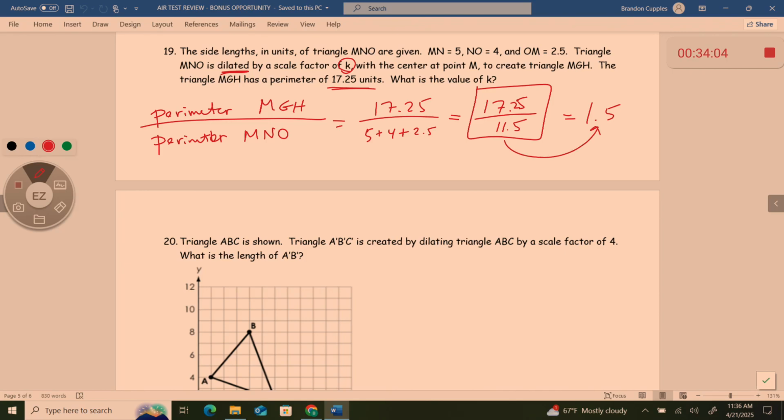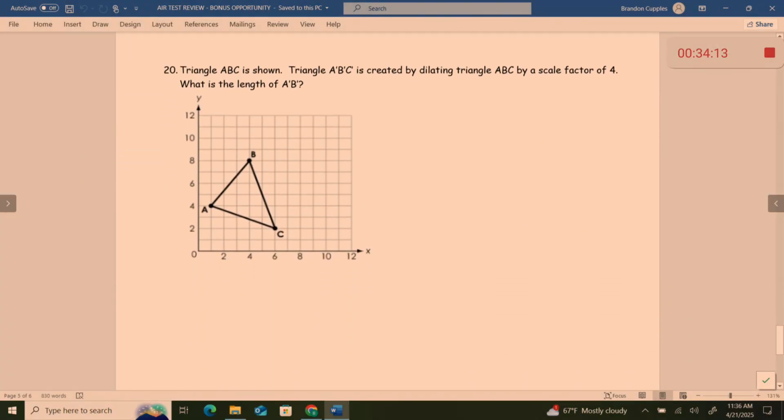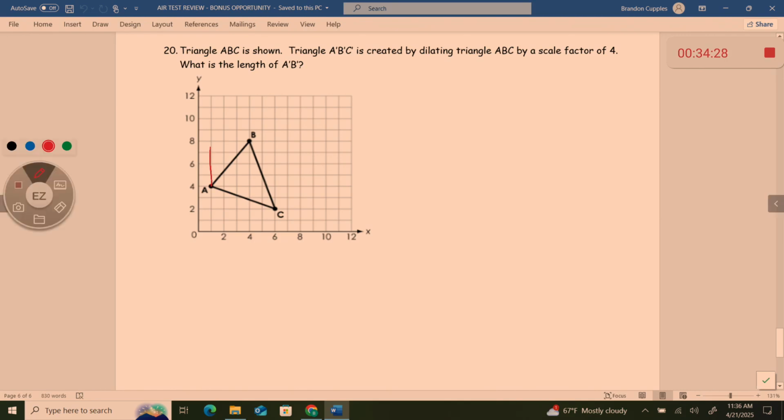All right, to finish things off, the triangle is shown. Triangle A prime, B prime, C prime is created from ABC by a scale factor of 4. What's the length of A prime, B prime? Here's what I'm going to do. I'm going to figure out the length of AB, and then multiply that by 4. This is up 1, 2, 3, 4. Look at that, this is a 3, 4, 5 right triangle. If you didn't know that, you could always do 3 squared plus 4 squared equals AB squared, and work it out, but you're going to find that AB is the length of 5.